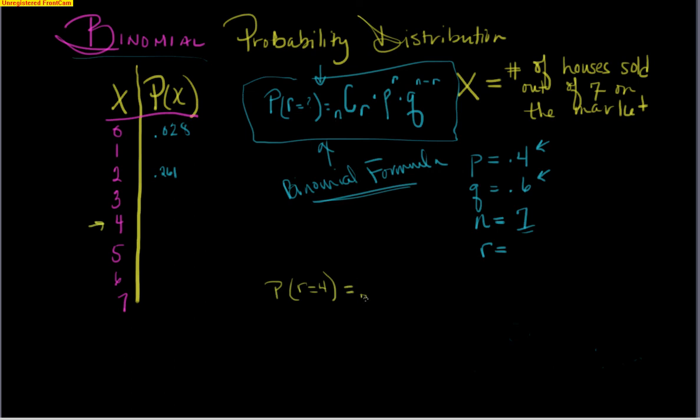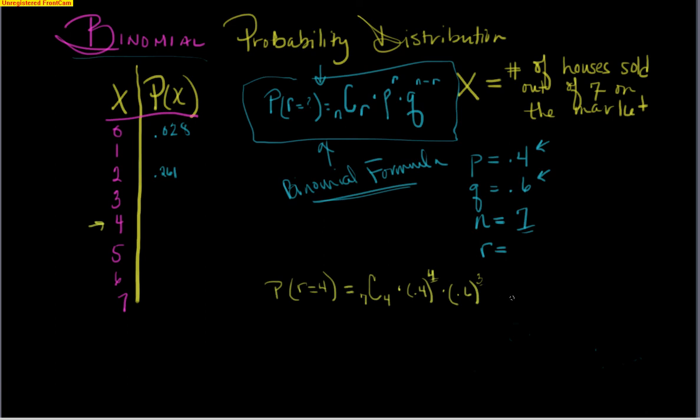N, which is 7, that's the 7 houses, choose 4, the 4 successes, times P, which is 0.4, to the power of R, which in this problem is 4. In other words, 4 houses sell, meaning the remaining 3 do not sell, so therefore times Q, which is 0.6, to the power of N minus R, 7 minus 4 is 3. And again, 4 plus 3 is 7. 4 successes and 3 failures. 4 houses sell, 3 don't.